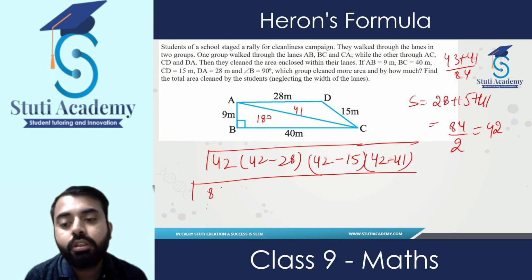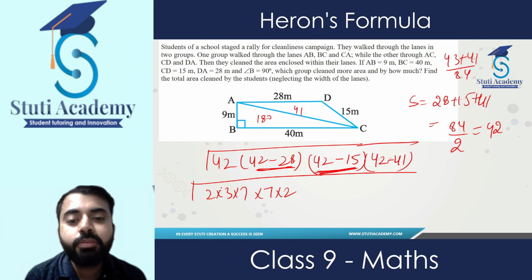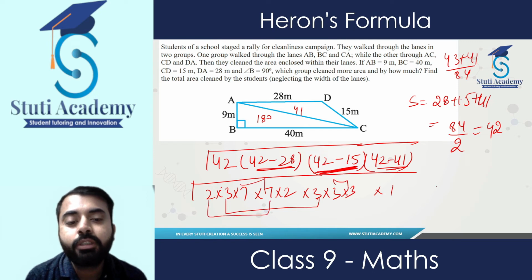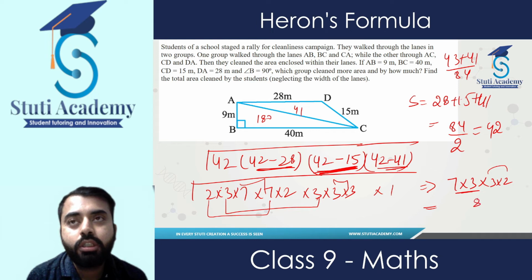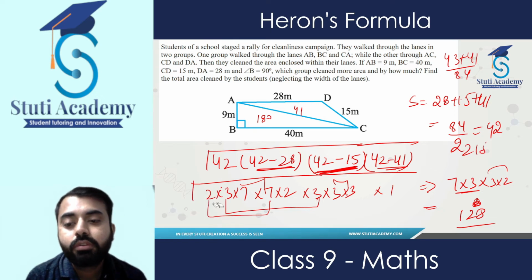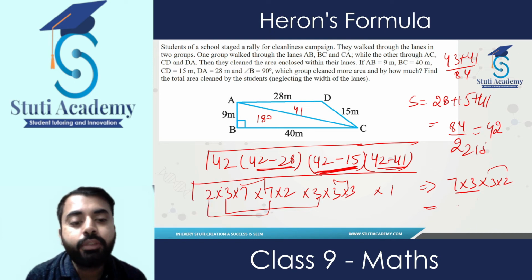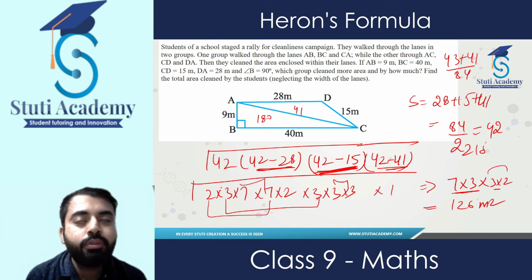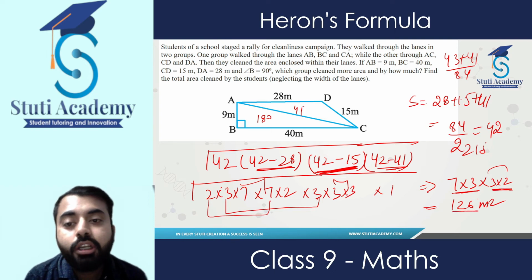Can you write 42 to be 7 into 6, right? That means 2 into 3 into 7. 42 minus 28 is 14, so that means 7 into 2. 42 minus 15 is what? It is 27, so that means 3 into 3 into 3. And this will be 1. A pair of 3 complete, a pair of 3 complete, a pair of 2 complete, a pair of 7 complete. So I got everything out. 7 into 3 into 3 into 2. Its area is what? 21 into 6. It will be 126. Yes, right? 21 into 3 is your 63, 63 into 2 is 126. That's right. So it is 126.